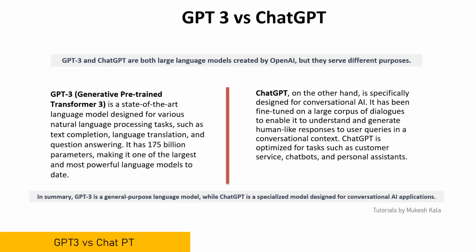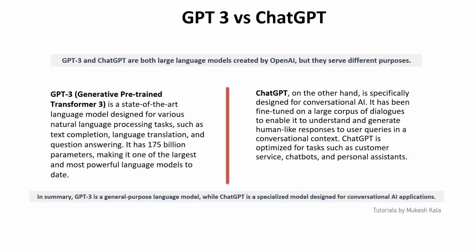The first thing, GPT-3 and ChatGPT both are large language models created by OpenAI, but they serve different purposes. The first one is GPT-3, Generative Pre-trained Transformers. So now I hope you understand what transformers are, right? It is a state-of-the-art language model designed for language tasks such as text completion, text translation, question answering. So if you are building something on this language side, it has been built on 175 billion parameters. We go and use GPT-3.